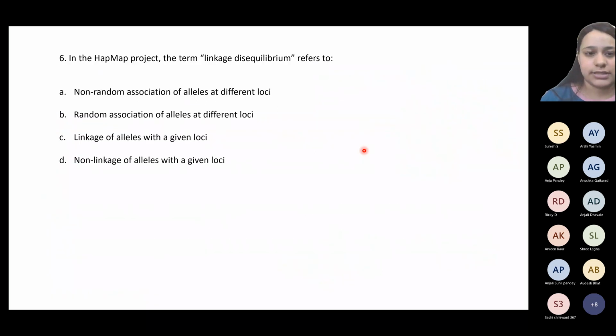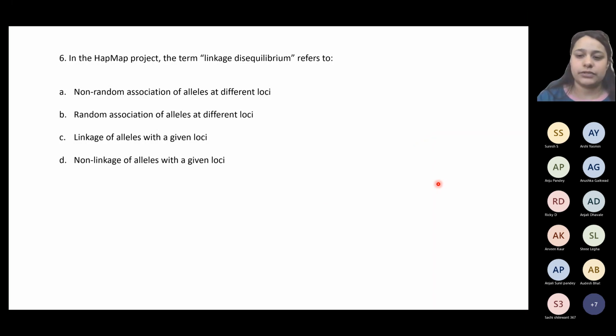So we'll move on to question number 6, which is again about the HapMap project. They say that in the HapMap project, the term linkage disequilibrium refers to which one of these? Is it the non-random association of alleles at different loci? Is it the random association of alleles at different loci? Is it the linkage of alleles at a given loci? Or is it non-linkage of alleles with a given loci? So what does linkage disequilibrium mean? It has 2 or 3 confusing options, but we'll try to clear it up, right?